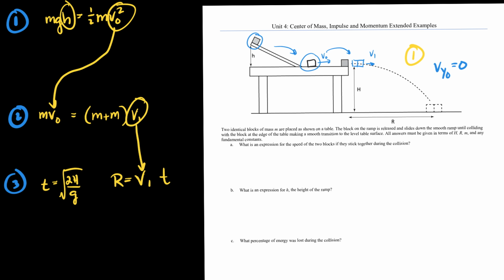So now when it says, what is an expression for the speed of the two blocks if they stuck together during the collision? Well, I see that speed in two places, don't you? I see it here, v1, but that answer would be in terms of v naught, right? Now I could get rid of v naught, but if I do, that answer will be in terms of h. So it's not going to provide me a pathway to get the answer, not in the terms they've given. So I'm going to need a different pathway to get the answer.